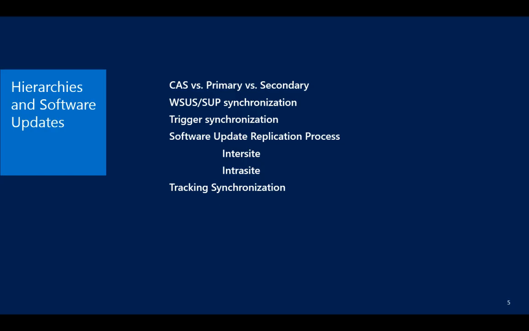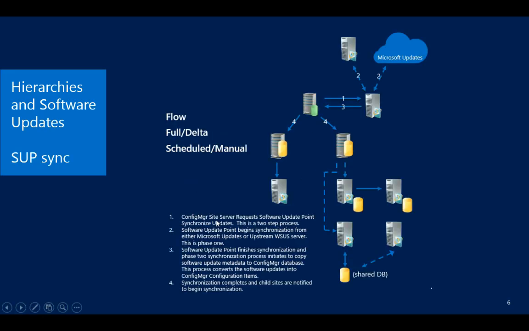All right, so let's flip through the slides and talk about some of the rest of these things. I want to review the WSUS software update point synchronization process. We talked about that before, but I want to review it and show one thing about it in addition to what we talked about. We'll talk about triggering synchronization in the console. We'll also detail the software update replication process, which I want to review, and then tracking some of the synchronization. But let's move forward.